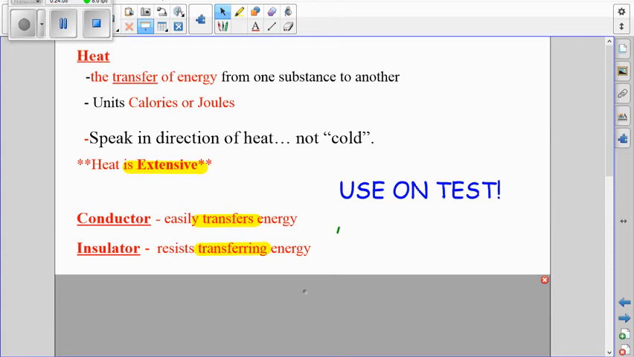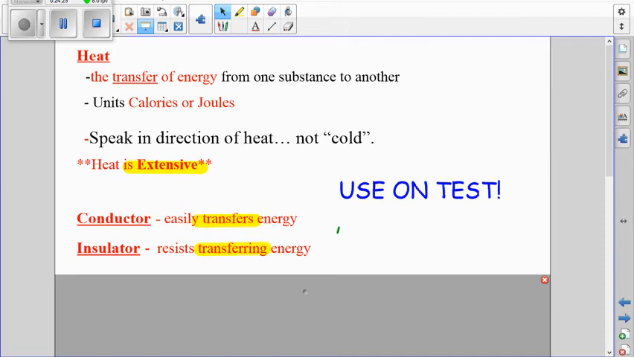Woo! Mr. Pilcher, you are really just throwing way too many terms out right now. I know, but now we won't have to do that after today. We'll just get past all the terms. A conductor easily transfers energy. It's like a highway for energy. Like, oh yeah, man, come on, get on the entrance ramp. Let's go, baby. We're at 65 miles per hour. Conductors are like, let's transfer the heat, baby.